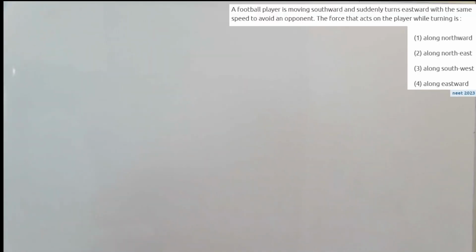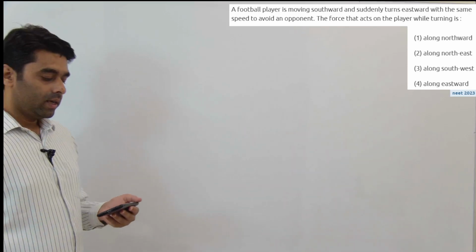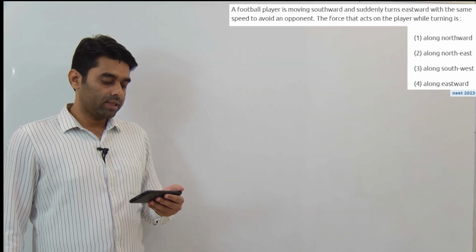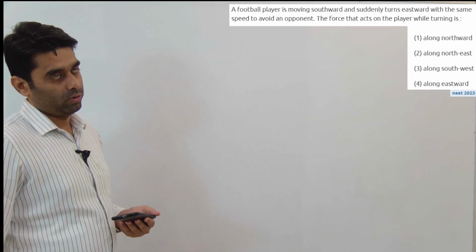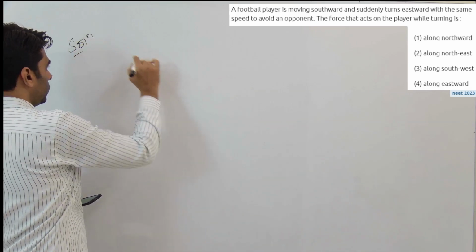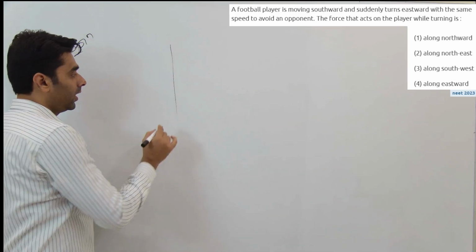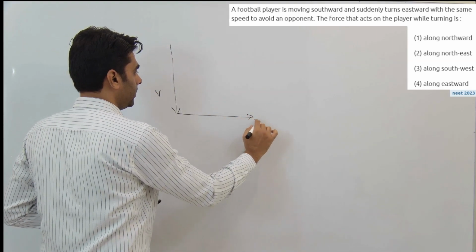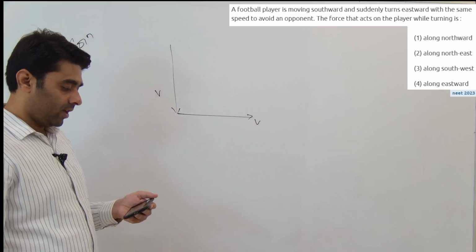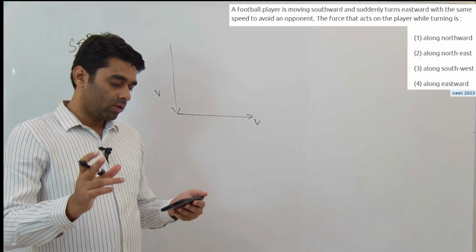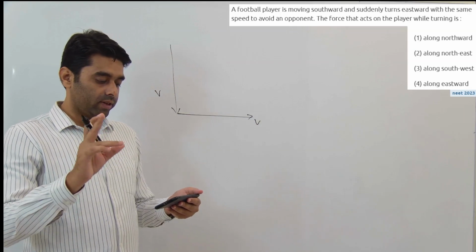So the first question that is given to us says: a football player is moving southward and suddenly turns eastward with the same speed to avoid an opponent. Okay, let us draw the vector diagram. So the football player is moving southward. This I'm showing as south and then eastwards. Vector diagram. So V and V, moving with the same speed. It says the force that acts on the player while turning is along northward, along northeast, along southwest, along eastward.